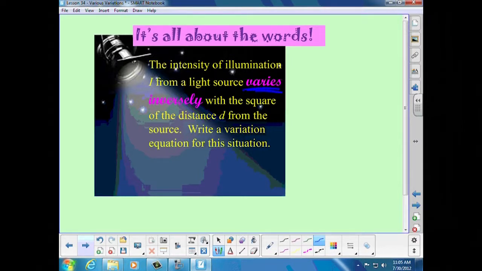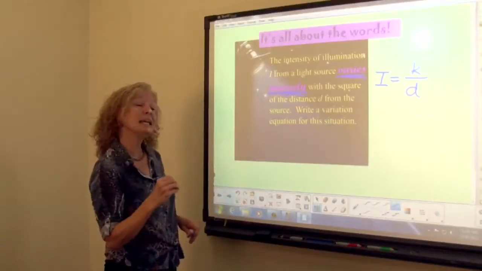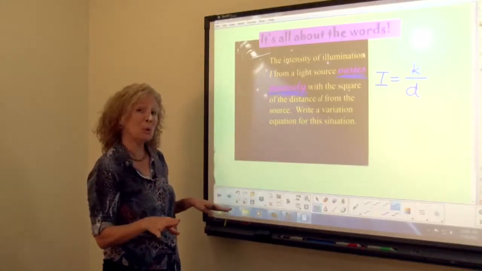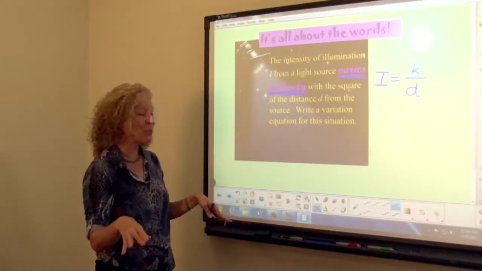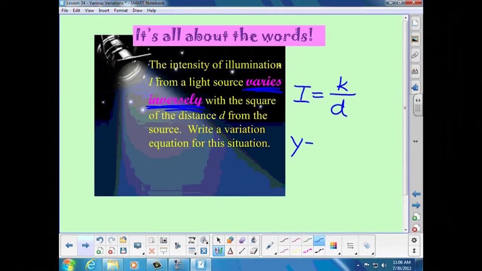When you see this varies inversely, after today's lesson, you know exactly what to do. Intensity is going to vary inversely as the distance from the light source. On direct variation, it was a multiplication process. In this case, it happens to be a division. Now, depending on when you're doing this lesson in the whole scope of the course, you might recognize that this is an equation like y equals k over x.